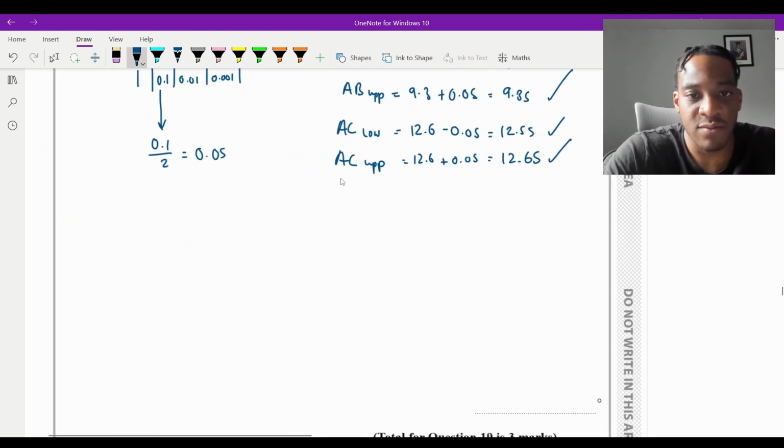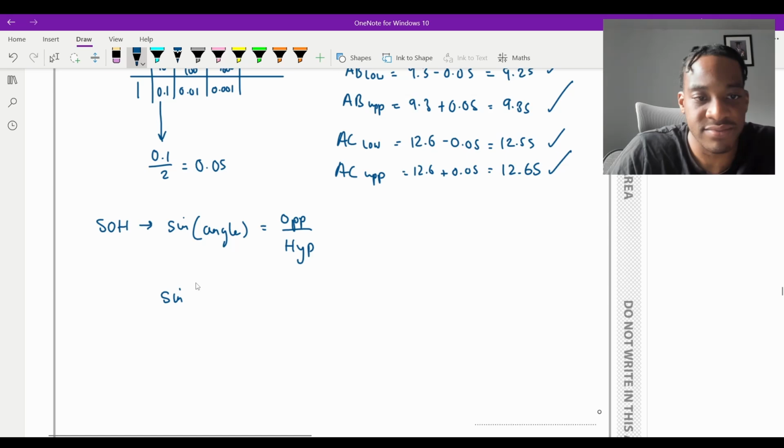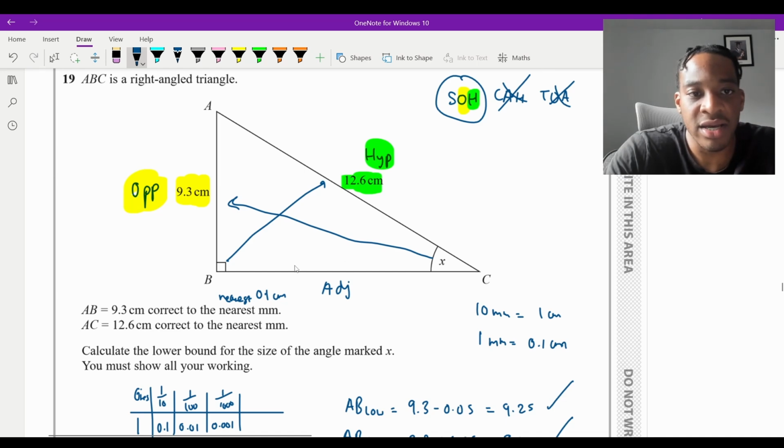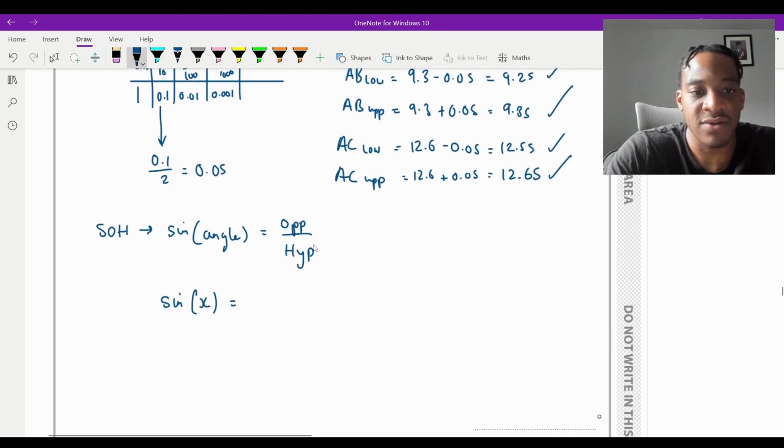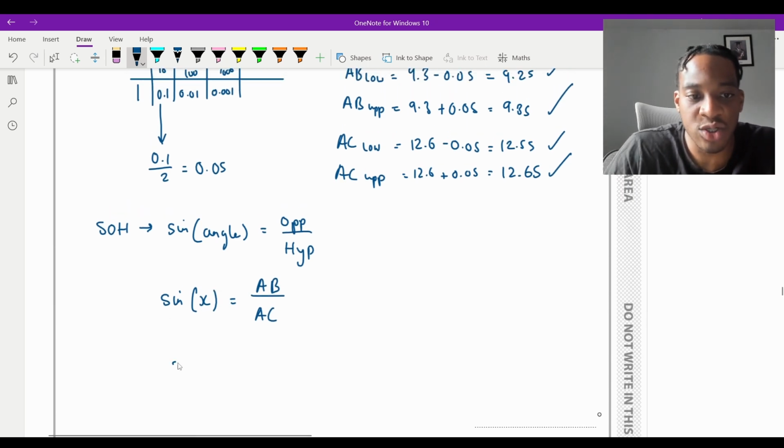So now I'm just going to put this here. We're using SOH, and we know that SOH means that the sine of the angle is just equal to the opposite divided by the hypotenuse. Now, if I plug in everything that I know, I've got sine of the angle, which is X, equal to the opposite divided by the hypotenuse. Opposite is AB and hypotenuse is AC. So essentially it's AB over AC, right? Now, because we're looking for X, I need to do the sine inverse, don't I? So I'm going to do the sine inverse of AB divided by AC.